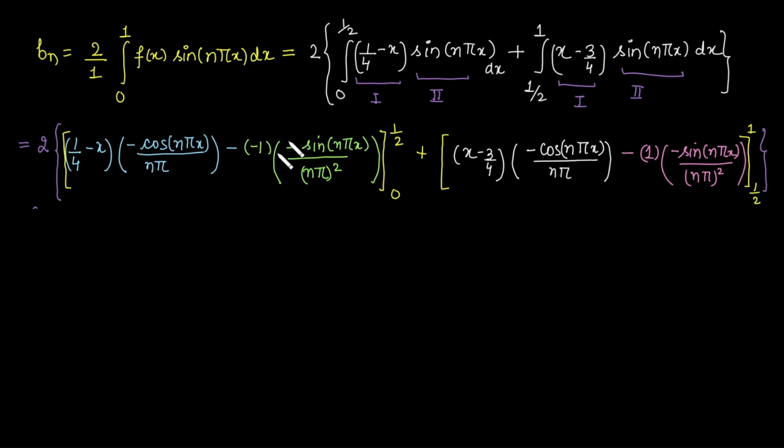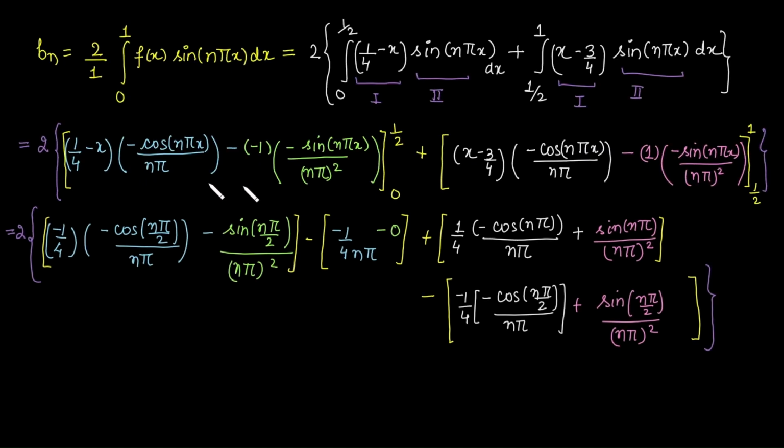Now we will substitute the upper limit. When you substitute the upper limit, it means we need to replace x with half, and for the lower limit x is equal to 0. Similarly, in this case we will replace first x with 1, then we will replace x with half. By substituting these values we have this form. So this is the value at the upper limit and this is the value at the lower limit.